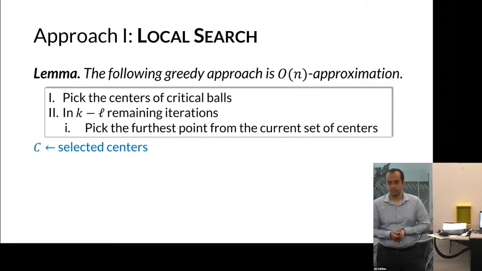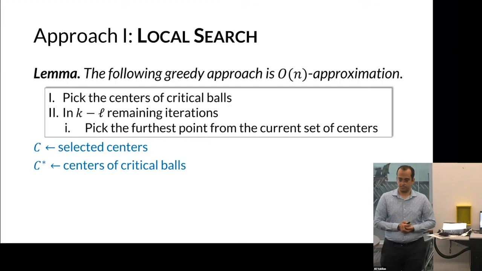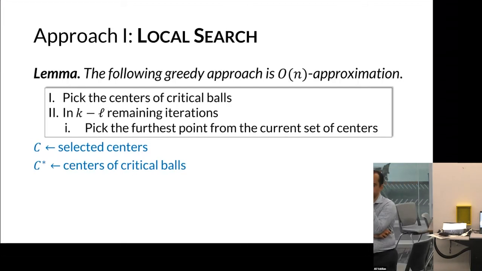We can show that this greedy approach is an order of an approximation, and this is also not hard. Let's say we have the set of selected centers and C star be the set of optimal centers. Now I'm looking at the problem where I want to pick K centers that intersect with all critical balls and have minimum global cost, let's say K-median cost. I'm mostly talking about K-median cost here, but for any LP objective we will lose maybe just another factor of P or so, something polynomial.